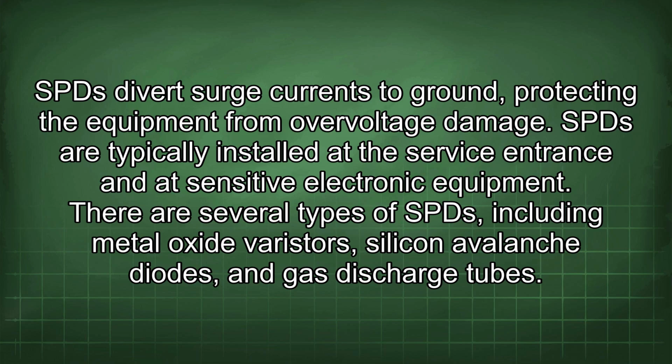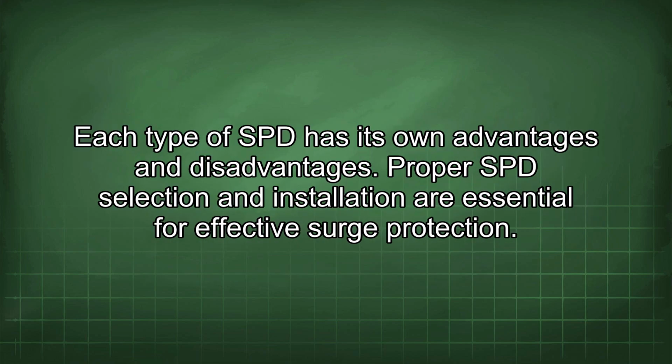There are several types of SPD, including metal oxide varistors, silicon avalanche diodes, and gas discharge tubes. Each type of SPD has its own advantages and disadvantages. Proper SPD selection and installation are essential for effective surge protection.